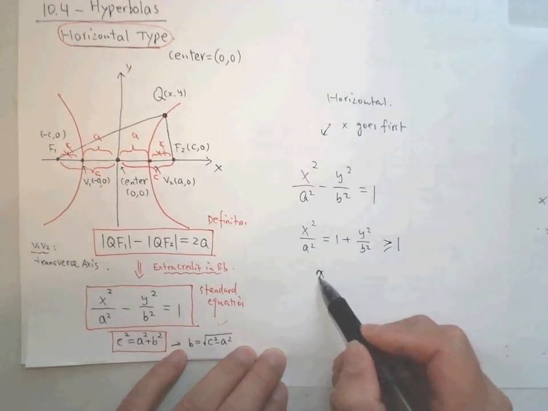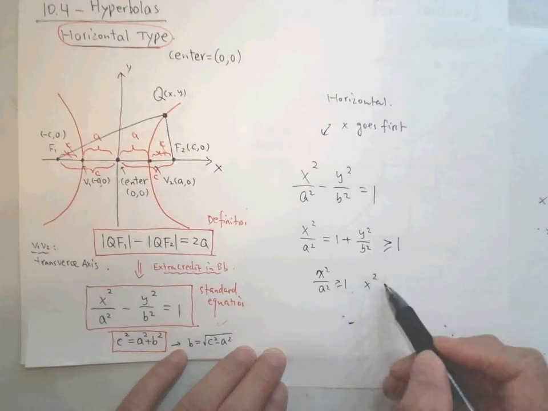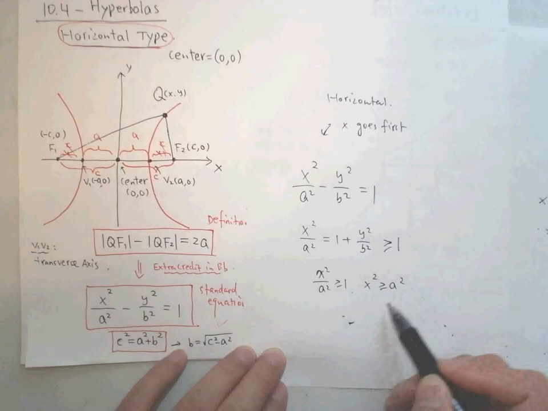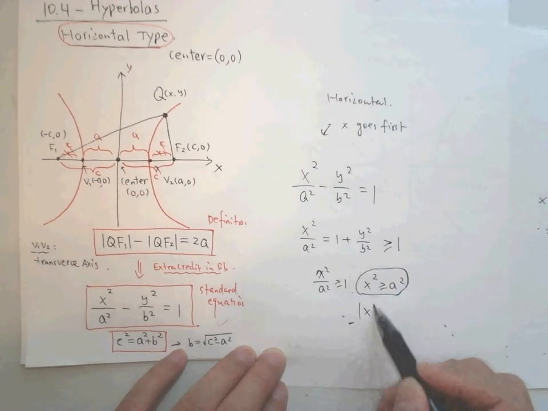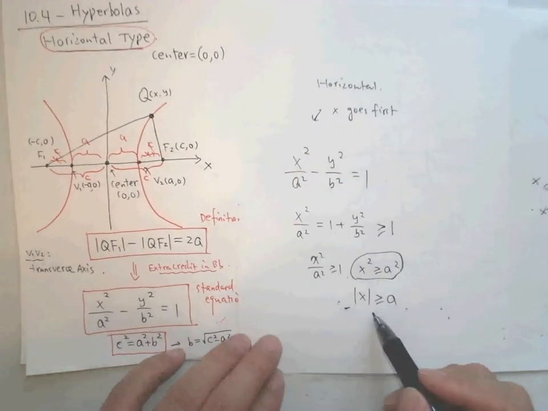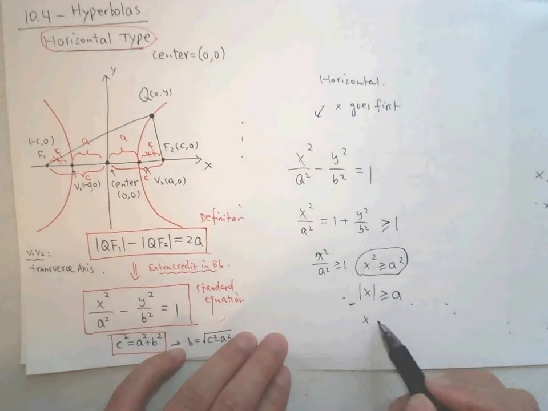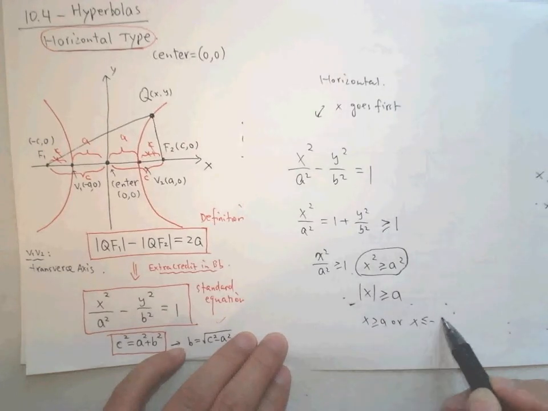Everyone, you can get x square over a square greater than or equal to 1. This means x square greater than a square. Everyone can use the square root over this. What do you find? You will find that the absolute value of x is greater than a.